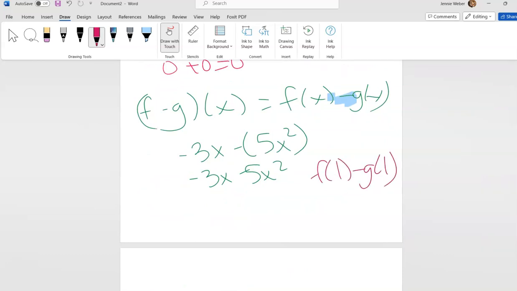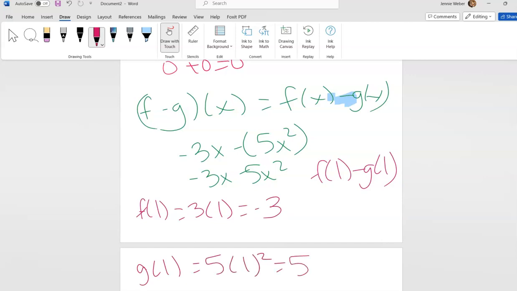Addition is commutative, so order won't matter. Subtraction is not, so order does matter. Then f of 1 is negative 3 times 1, which is negative 3. And g of 1 is 5 times 1 squared, which is 5. So it would be negative 3 minus 5, which is negative 8.